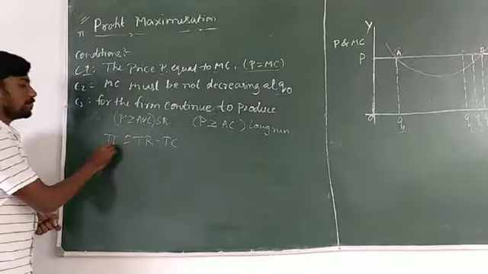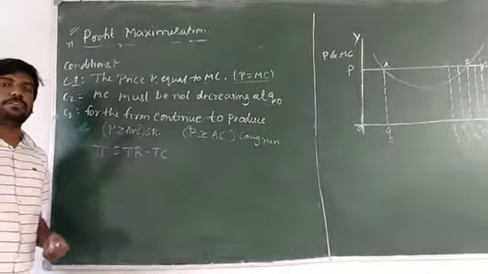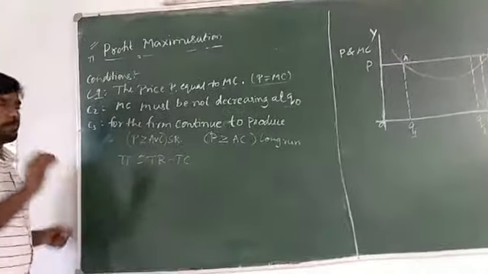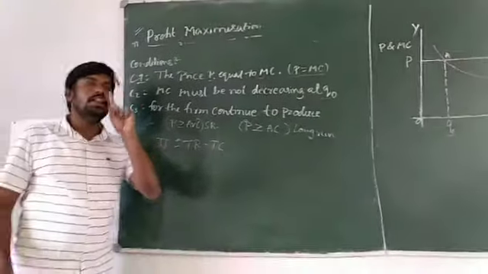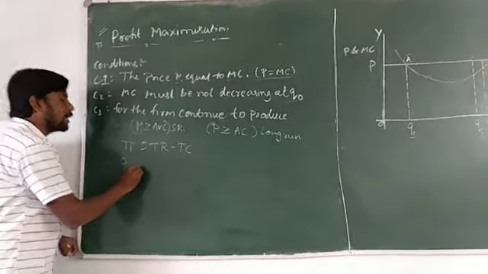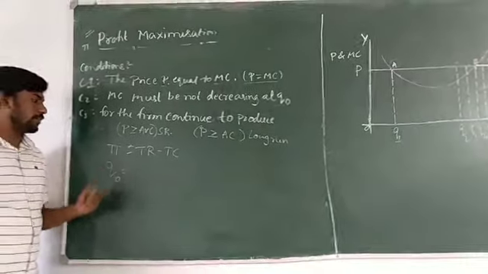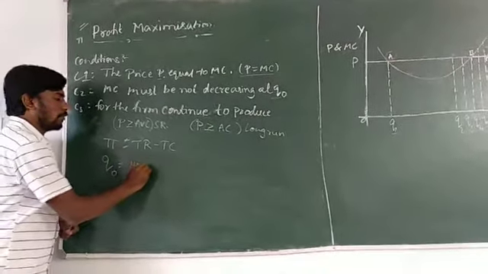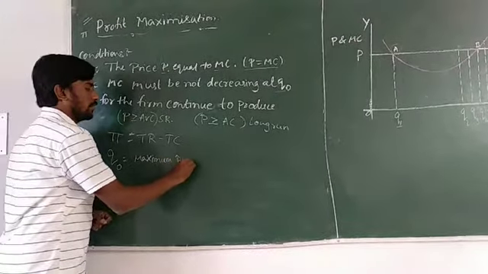Understand? So to get the maximum profit, how much should the firm produce? The firm gets the maximum profit at one particular level of output. We represent that output level as Q0. At the Q0 level of output, the firm gets the maximum profit.